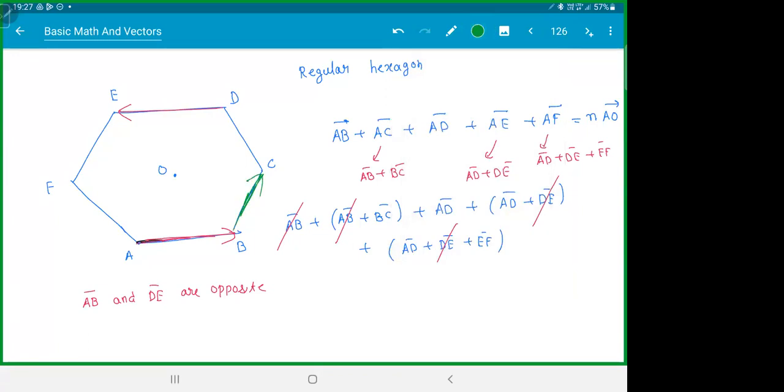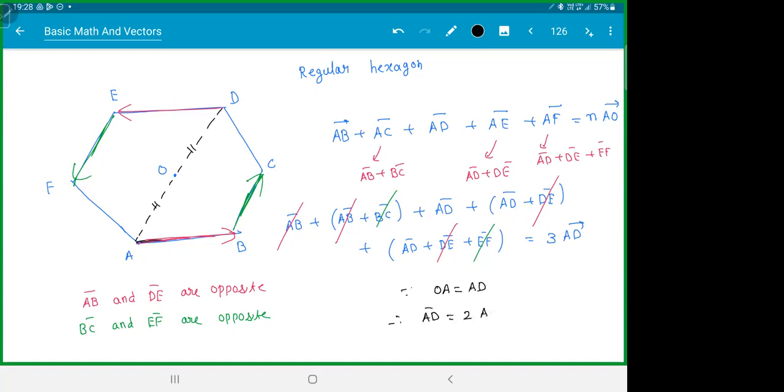BC, if you look at this, this is a green one. This is a green one. These two are opposite. So similarly, BC bar and EF bar are opposite. So one BC, one EF, they'll cancel off. So what you're left with is 3 times AD bar. I hope everyone is clear with that. So now from A to D, if you draw a line, this and this are equal, right? OA is equal to OD. Therefore, AD bar will be 2 times AO bar. So this will be 6 times AO bar. Therefore, N is equal to 6.